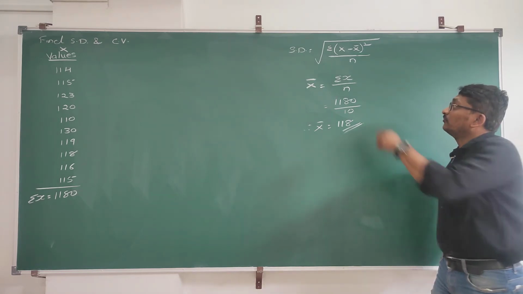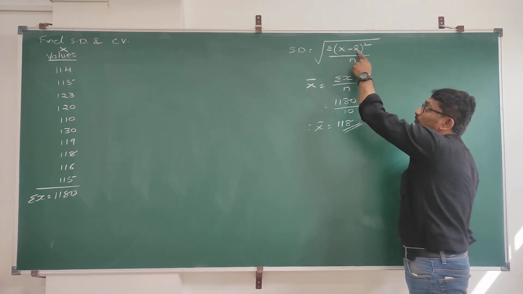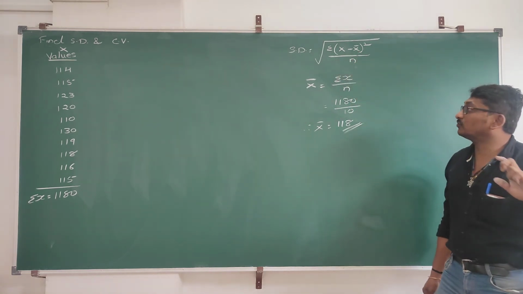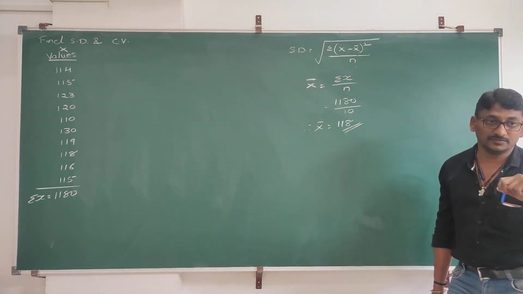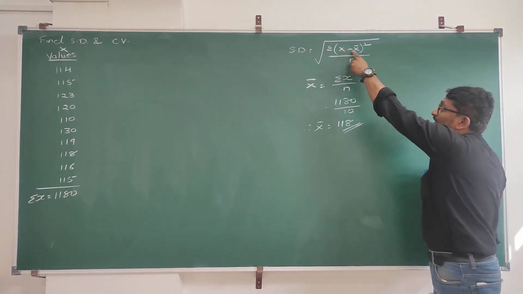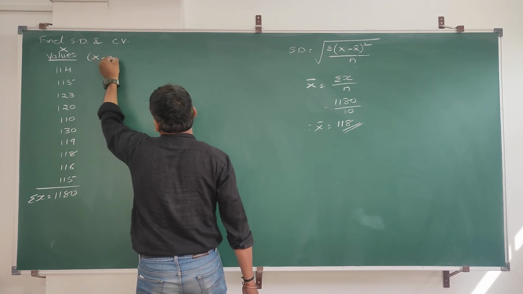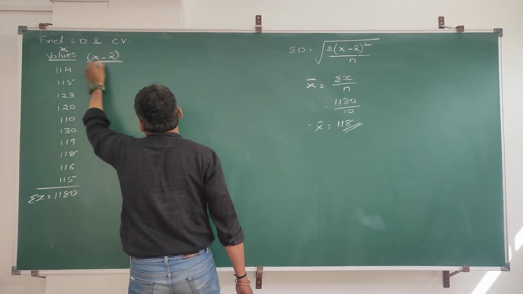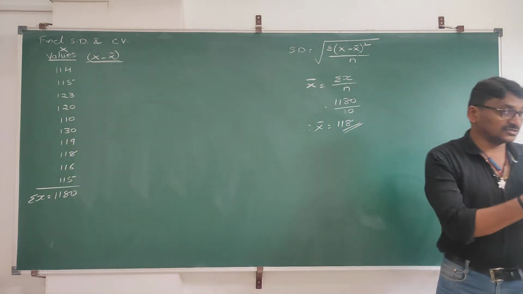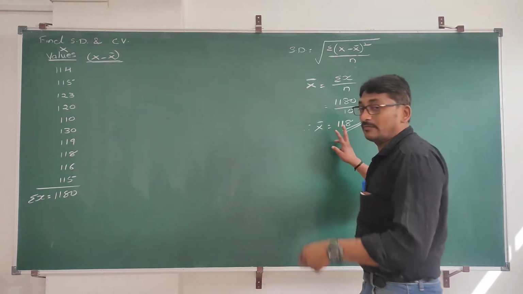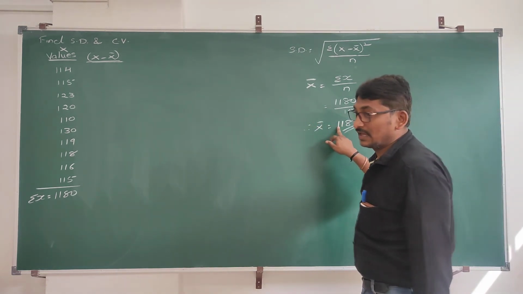Now you know the n value, you know the x values, you know the x bar value. So according to the formula we will prepare the columns. Now we want x minus x bar. So next column I will use as x minus x bar. Means from the x values minus this x bar value.